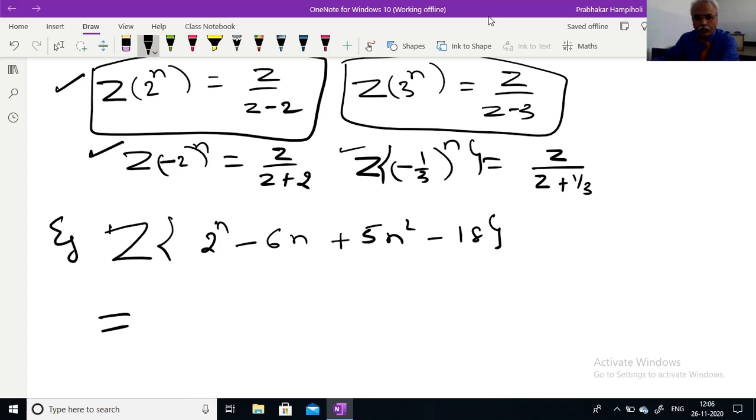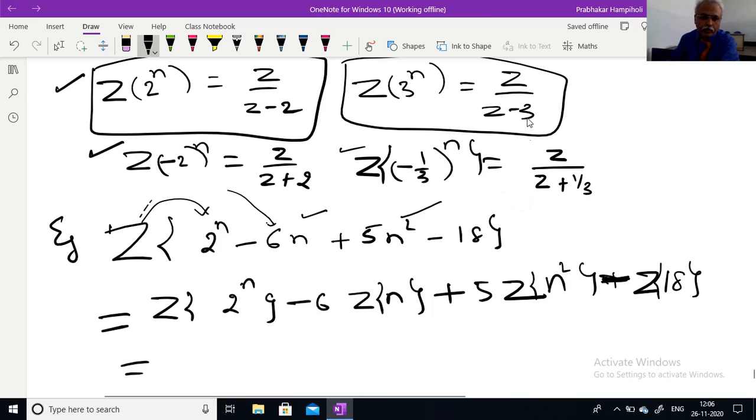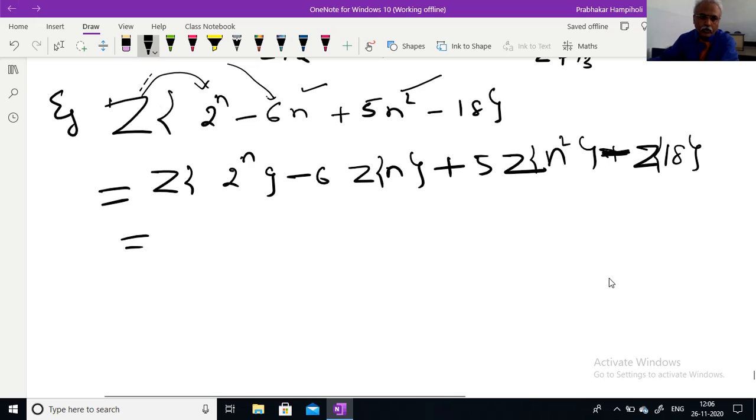First, using the linearity property, take the Z transform of the first function, the Z transform of the second function, and so on: Z transform of the first function, minus 6 into Z transform of the second function, n plus 5 into Z transform of the third function, n square, minus the last one, Z transform of 18. You can expect such types of questions also in the examination.